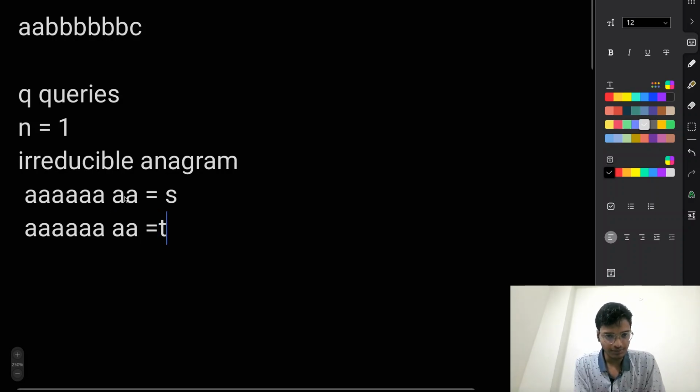It will only and only come out if we partition in such a way that the frequency of characters in the first part does not match the frequency in the other part, like A, B and A. The partition is like this. In S, the frequency of A is 2 and the frequency of A in that part is 1. So that is not a reducible anagram, because if we rearrange, it will not be equal to S.